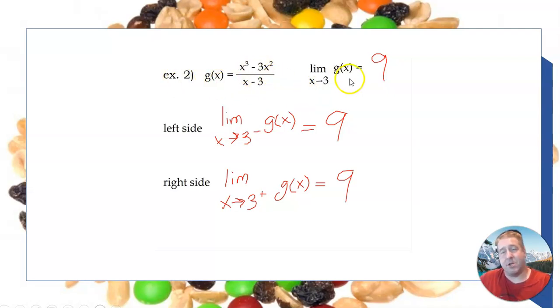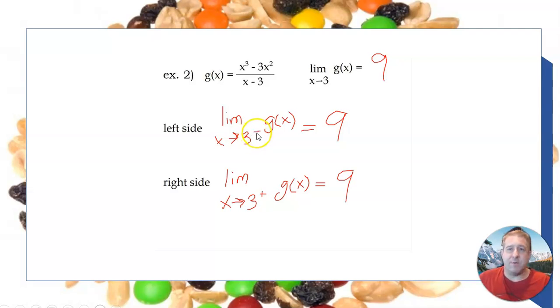Let's look at example number 2. So this time, if I'm trying to find the limit as x approaches 3, I know that if I put 3 in here, it's not going to give me a real answer. It's going to be an indeterminate solution of 0 over 0, because 3 minus 3, I can clearly see at the bottom, is 0, and I could also plug it in at the top and see that it's also 0 up there.